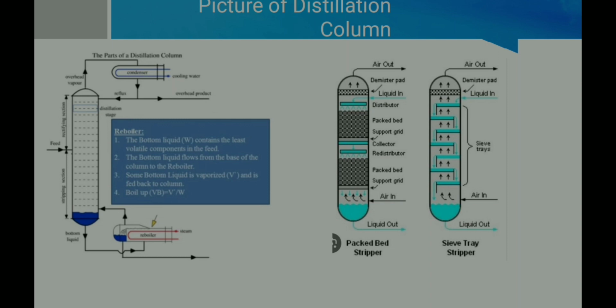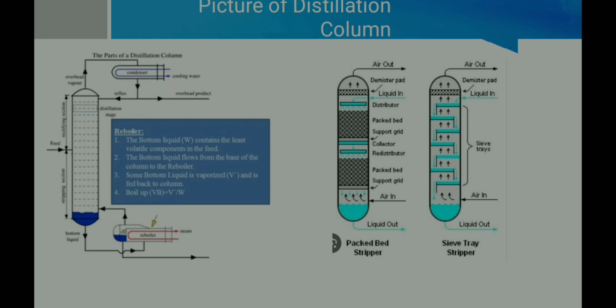The feed is introduced at the middle. It goes down to the tray or packing. It has two types. It goes down again. It goes to the reboiler, which helps to increase the temperature. It goes to the bottom as a higher vapor that goes to the top. It goes to the condenser, which converts the vapor to liquid.